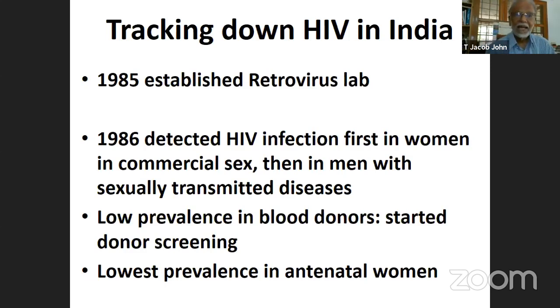In 1985 we detected HIV infection first in women in commercial sex, then in men with sexually transmitted diseases, then in blood donors, and even in antenatal women. Culturally, 99% of women here are monogamously married. 50% of men with sexually transmitted diseases in our venereology clinic are unmarried.